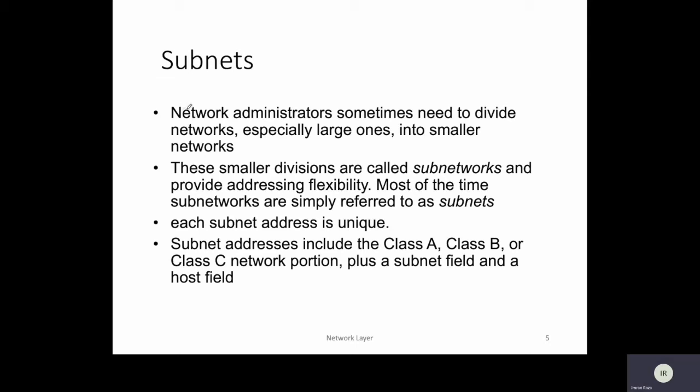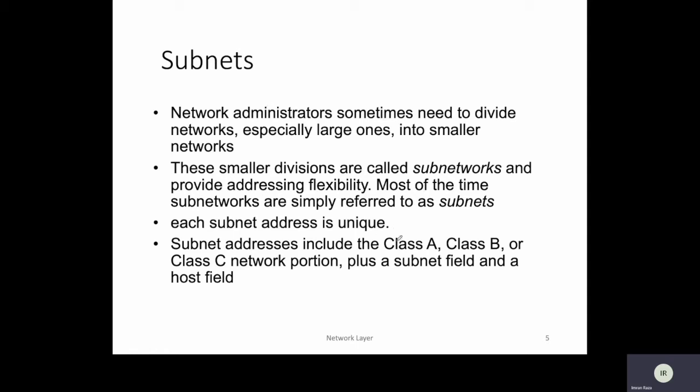So let's talk about subnet. A network can be further divided into subnets, smaller networks. Sub means smaller, and net here stands for network. So a network administrator, depending upon the need, can divide a larger network into smaller networks, because these smaller networks or subnets can easily be handled. They're flexible, bandwidth can be managed effectively, right?